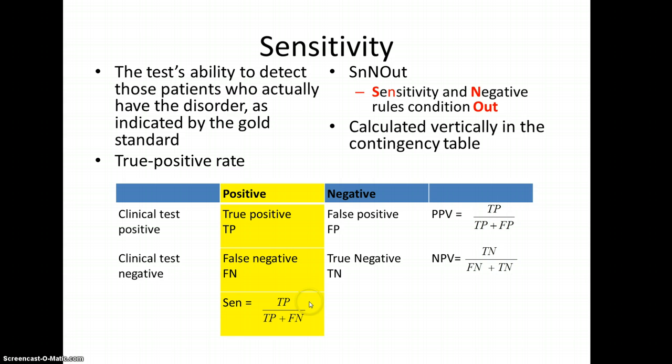The mnemonic we teach our students is SNOUT. Sensitivity, capital S, small n for the sensitivity, and a negative, capital N, is good at ruling the condition out. SNOUT. So if a test is highly sensitive, we can say that if it's negative, we can be fairly confident that we can rule the condition out. Using the Lachmans as our example, if the Lachmans test has high sensitivity and is negative, we are fairly confident that the person has an intact ACL.